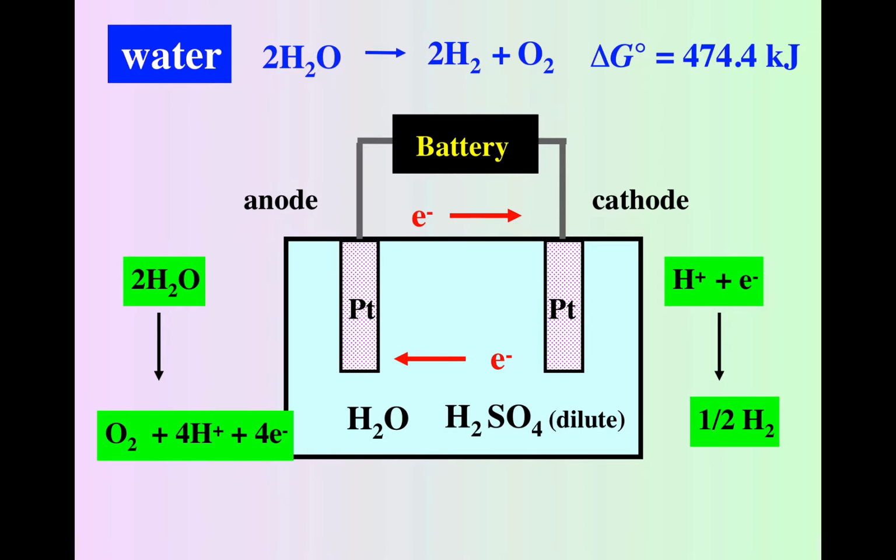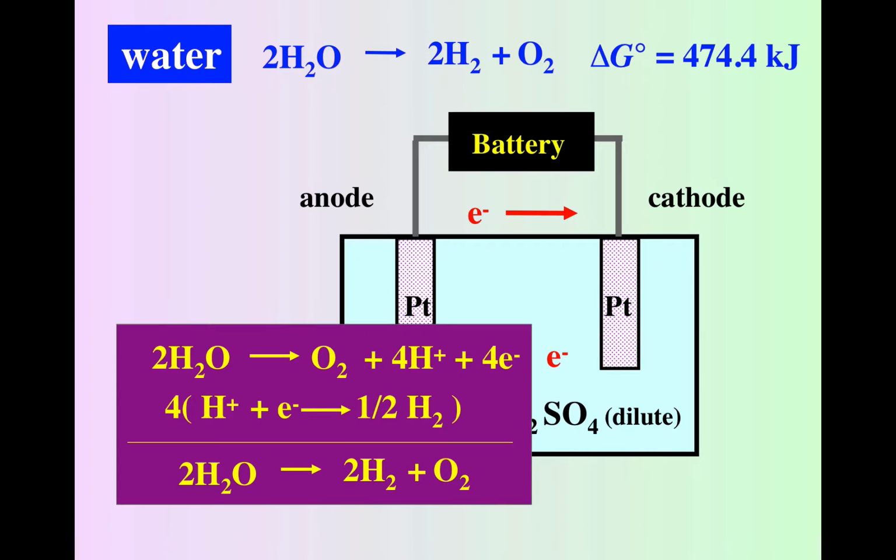All right. So over at the anode, we are removing 4 electrons from 2 waters, and we've got to pump 4 moles of electrons onto 4 moles of H+ in order to form 2 moles of hydrogen gas. So in this process, 4 moles of electrons are being transferred, right? 4 moles of electrons are going in, 4 moles of electrons are going out.